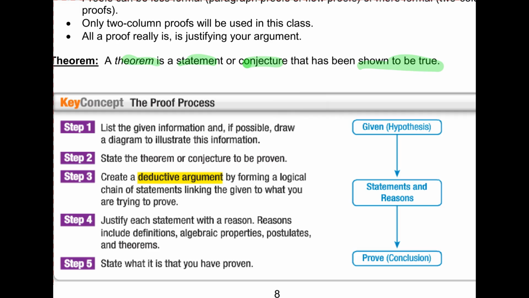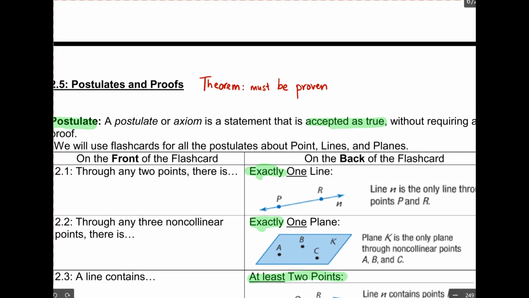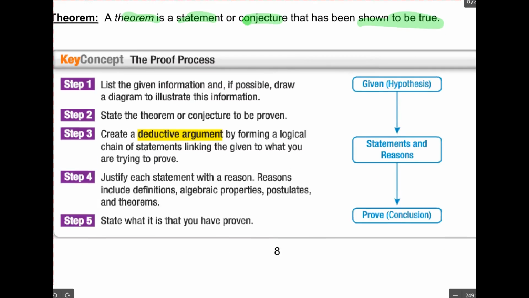Where's the postulate? You said postulate. Yes. So up here, the definition of postulate: a postulate is accepted as true. We don't have to prove it. A theorem has been proven, and now we can use it.